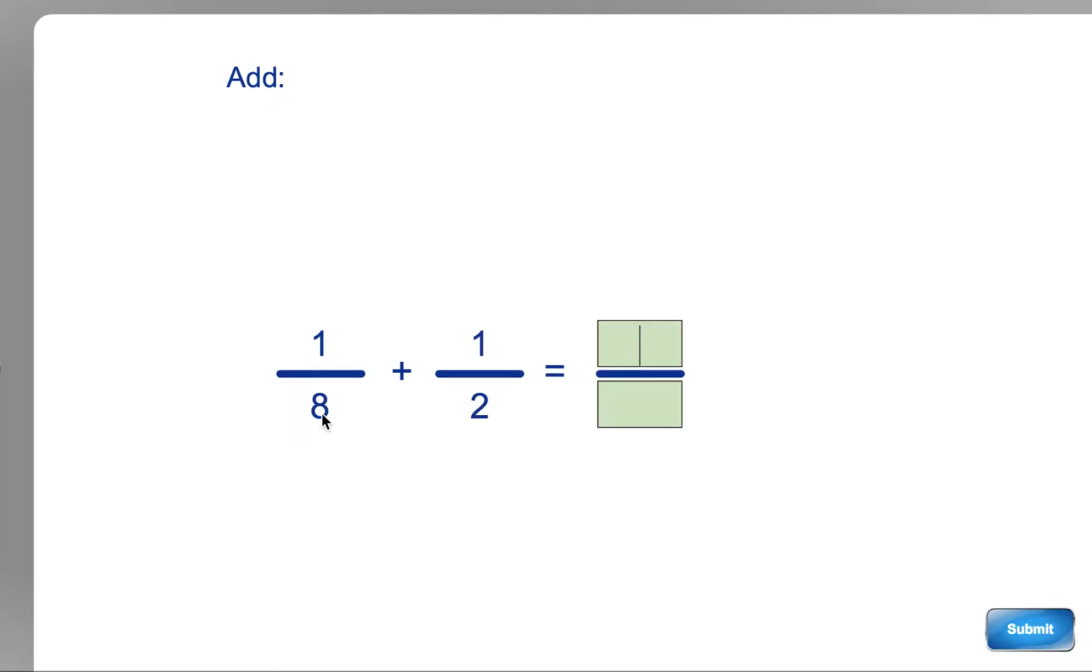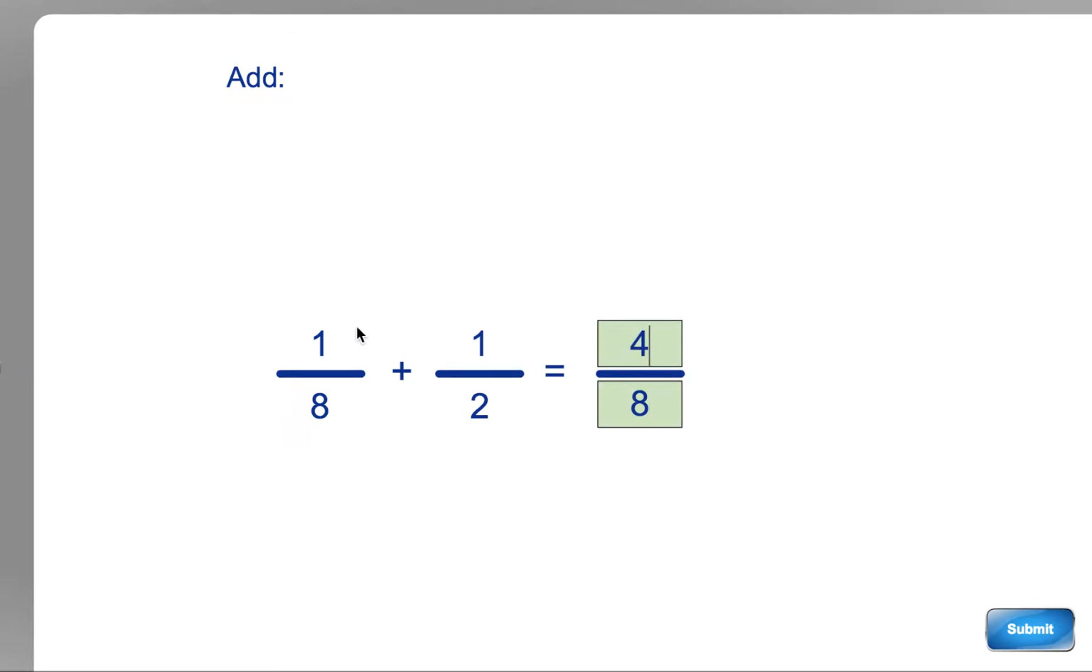Let's do another one. In this one, we're looking for a lowest common multiple that is in the 8 and 2 times tables. Well, 8 is in the 8 times table, and 8 is also in the 2 times table. So we can leave this one alone, and I think you'll find with most of these questions, you can leave one of them alone, and you just have to turn the other one into an equivalent fraction. So, to turn 2 into 8, we have to times it by 4. 2 times 4 is 8. And we have to times the top number by 4 as well. So 2 times 4 was 8. 1 times 4 is 4.